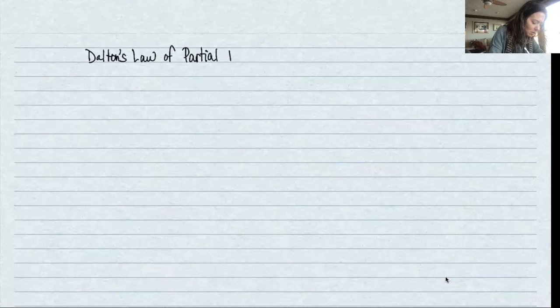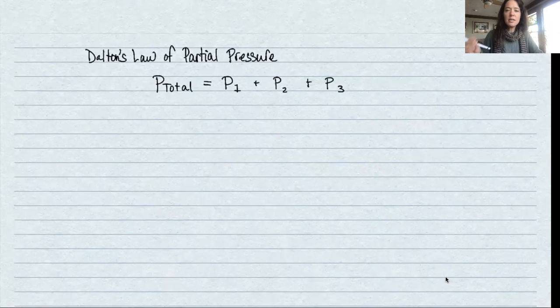All right, so we'll start with Dalton's law of partial pressure, and it couldn't be any easier than this, because what Dalton proposes is that whenever you have a mixture of gases, the total pressure is simply equal to the pressure of the individual gases added together. It does not matter, that's all that matters.